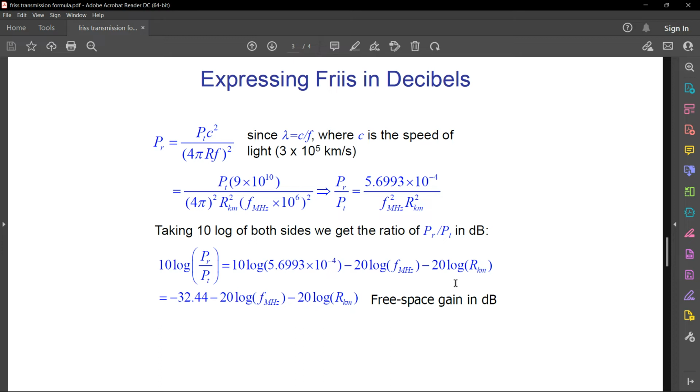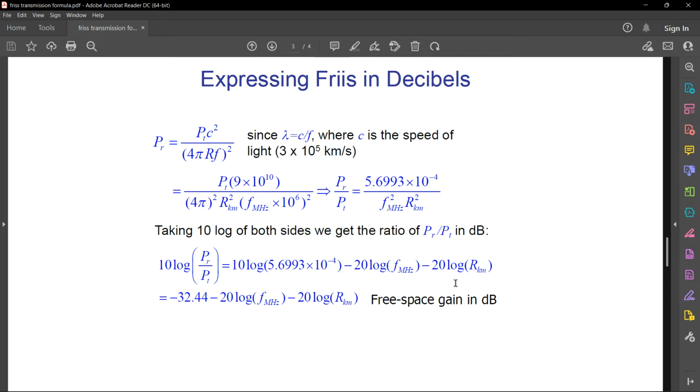Because whenever we consider antennas, it is for long range. Whenever we are considering long range, the unit has to be kept in kilometers. So here we are taking all the terms in kilometer. R is also represented in kilometer only. So we have PT into (9 into 10 to the power 10) the whole square, as we have taken in kilometer, divided by (4 pi) the whole square, R in kilometer square, into (F into 10 to the power 6) the whole square.